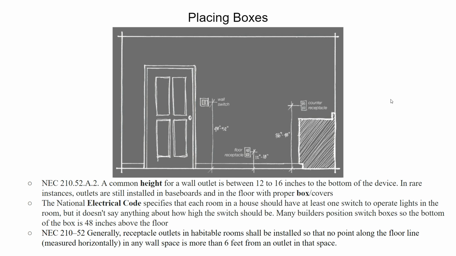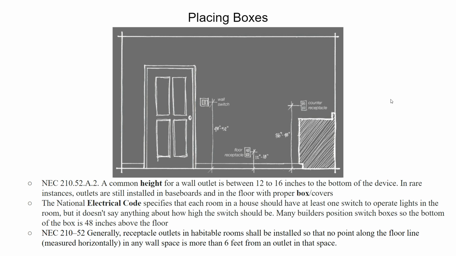Generally, receptacles and outlets, it was covered up. Sorry about that. Habitable rooms shall be installed so that no point along the floor line, measured horizontally in any wall space, is more than 6 feet from an outlet in that space. The reason for this, that leaves a lot of flexibility for the room. Yeah, it does add a lot of receptacles, but it's not that much money in the construction process.